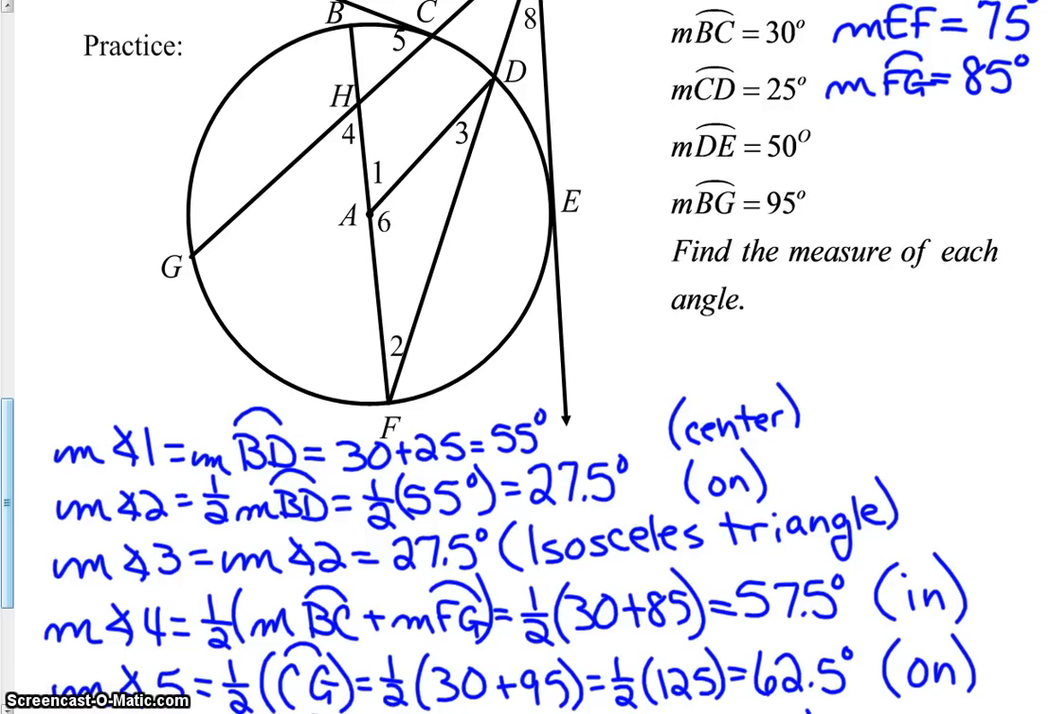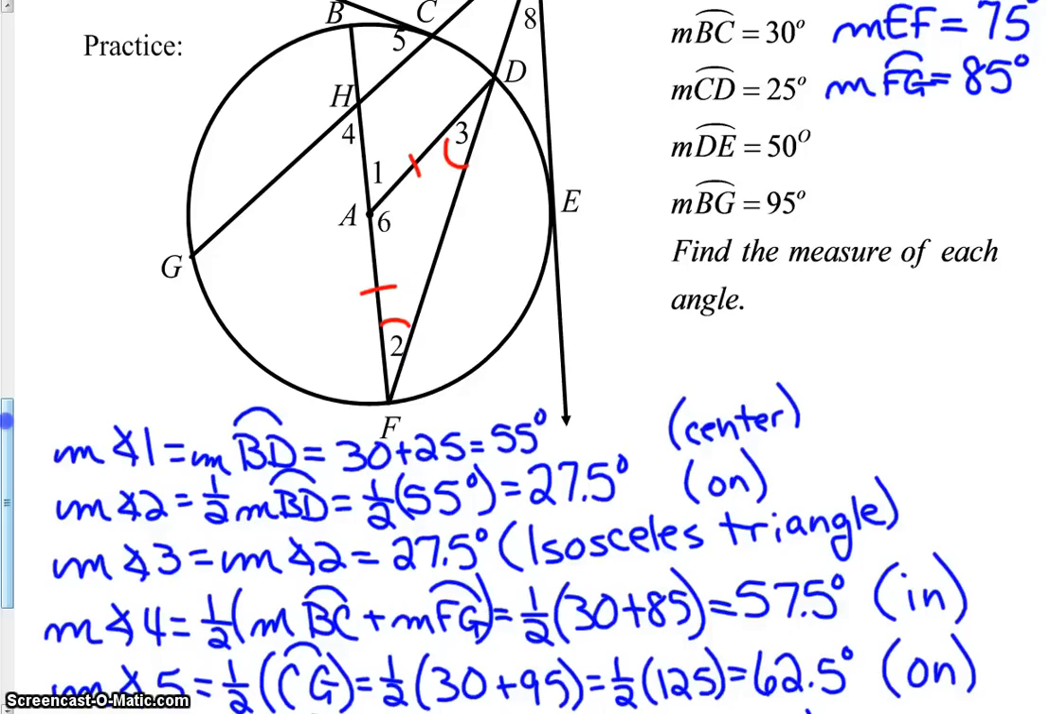Angle 3 I determined because triangle FAD is an isosceles triangle because the radii of the circle are congruent, which meant those two angles were congruent. So it was the same as angle 2, 27.5 degrees. Angle 4 was located inside the circle but not at the center, so I had to average the arcs that it intercepted. So I added BC and FG together and divided by 2 and got 57.5 degrees.